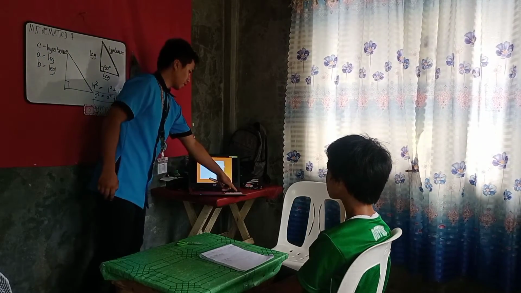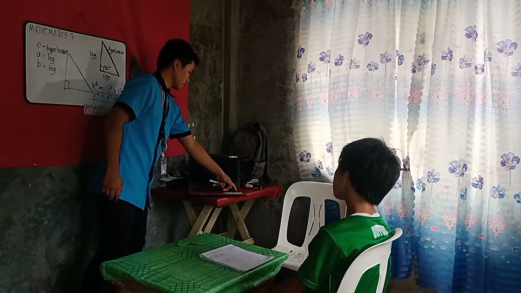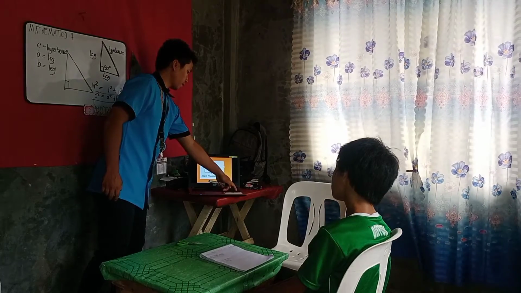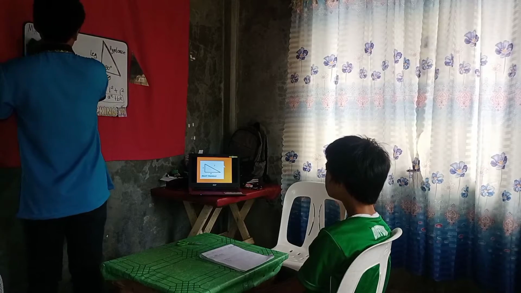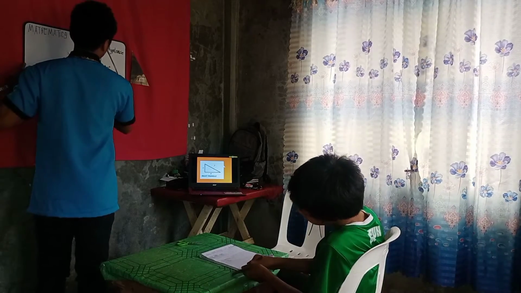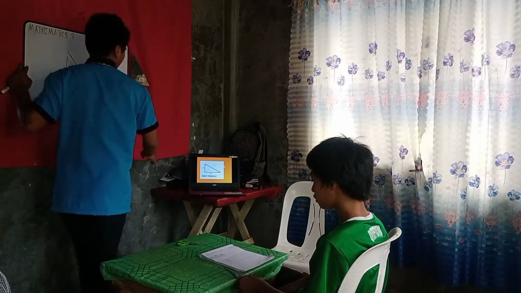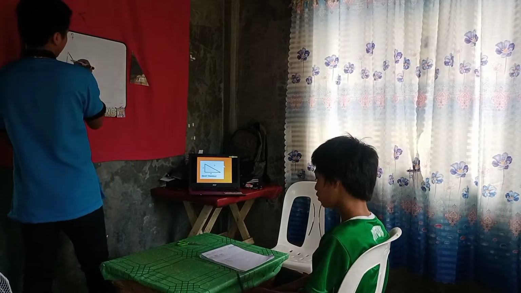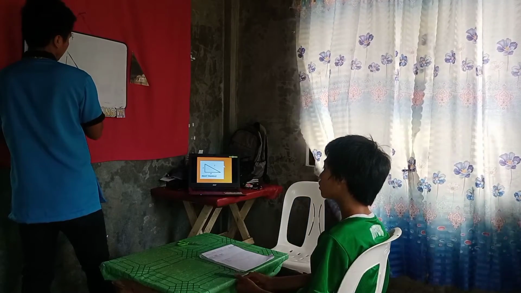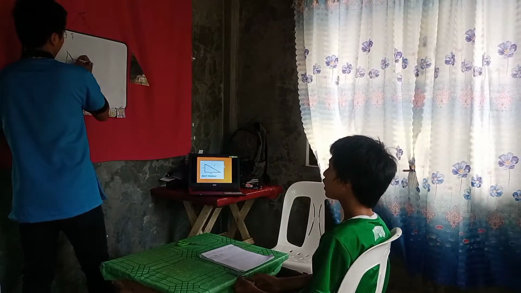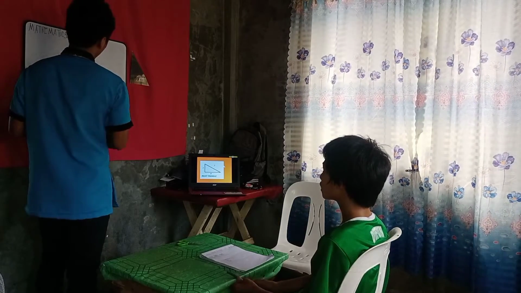Okay, for example, earlier we had a right triangle. Let me erase this, okay? We have our right triangle. Its height measures 3. Its base measures 4. And 5. Our hypotenuse is the missing number. So, what could it be?